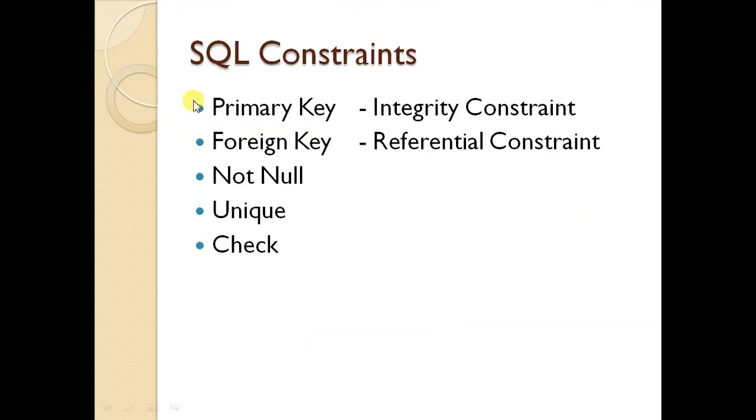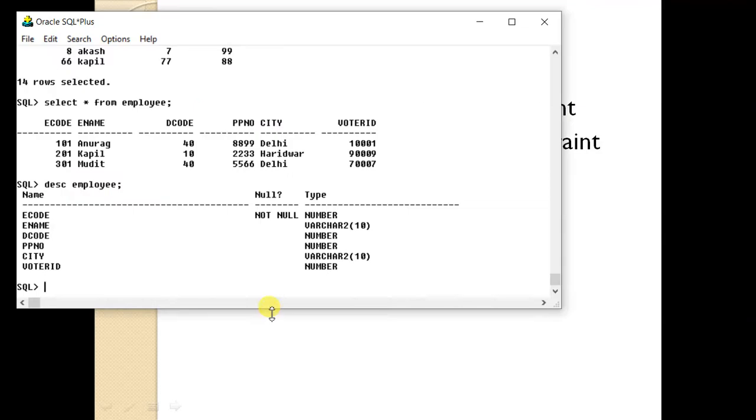So we have seen different types of constraints till now, like primary key, which is called an integrity constraint. We have seen foreign key, which is also called a referential integrity constraint. And now in this lecture we will see not null, unique and check. So let us directly come to the practical part.